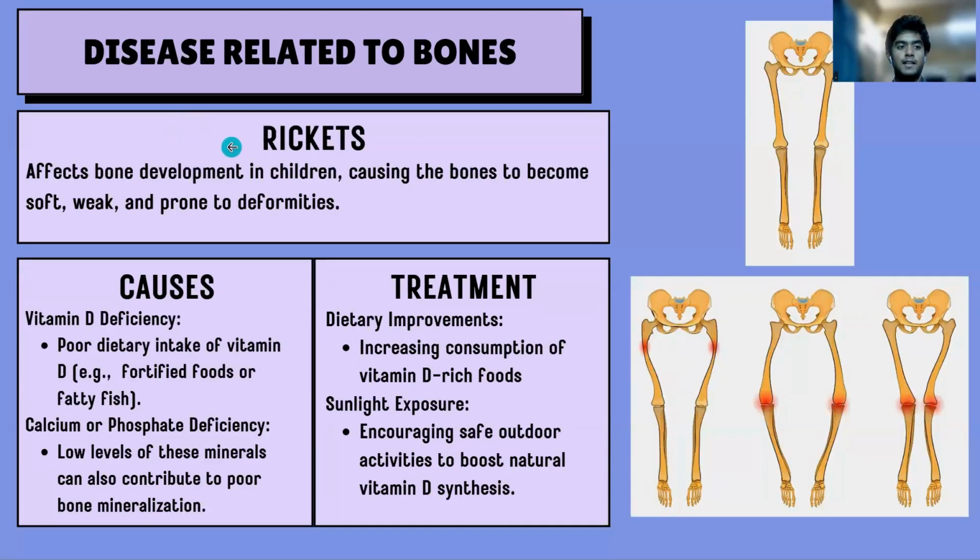Next, rickets. Rickets affects bone development in children, causing the bones to become soft, weak, and prone to deformities. So here is a healthy bone of a leg, and here are areas where rickets will impact the development of bone in children. So what are the causes of rickets?